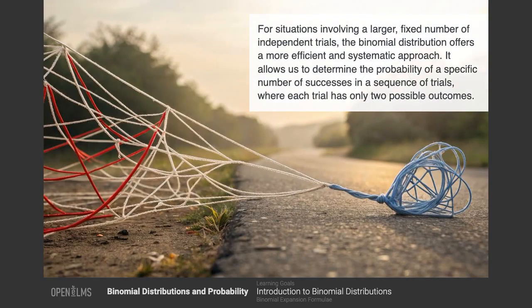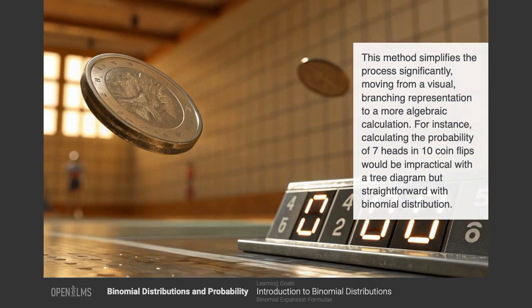For situations involving a larger fixed number of independent trials, the binomial distribution offers a more efficient and systematic approach. It allows us to determine the probability of a specific number of successes in a sequence of trials, where each trial has only 2 possible outcomes. This method simplifies the process significantly, moving from a visual, branching representation to a more algebraic calculation. For instance, calculating the probability of 7 heads in 10 coin flips would be impractical with a tree diagram, but straightforward with binomial distribution.